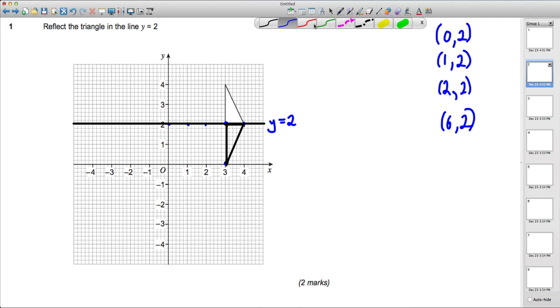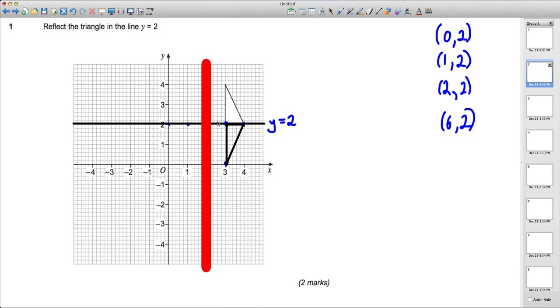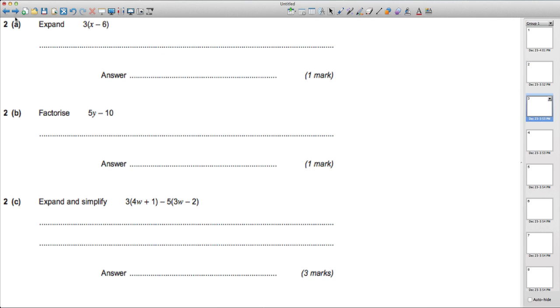Be careful, some students do this, it's an easy mistake. They think that is the line y is equal to 2 and reflect over here. That is the line x is equal to 2. Okay, the x coordinates along here are 2. So just be very careful not to mess up the first question and get the line wrong. Okay, on this line, all the y coordinates are always 2, hence it's the line y is equal to 2. Easy 2 marks. Next question.